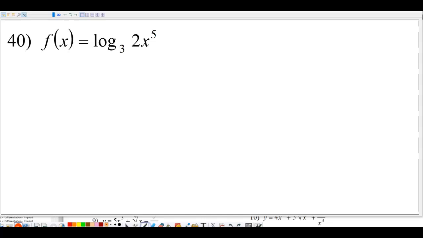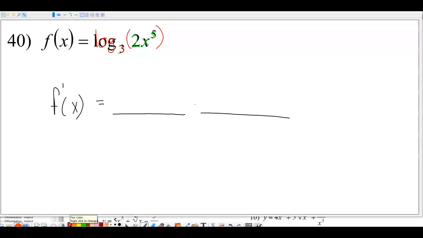We've got a log problem here. Now, when you're taking the derivative of a log problem, just like ln, the log is the outside function, and the inside will be this little piece that's in here. Okay. So when we take the derivative outside times inside, since it's not an ln, it's going to be a little bit different. It's still 1 over something, and that something is still 2x to the 5th, the inside piece.